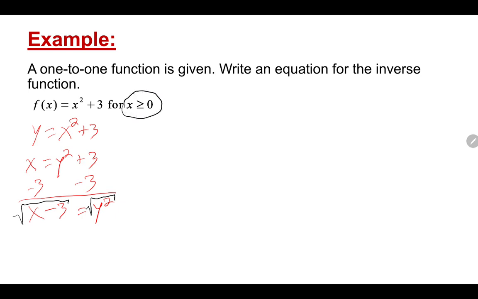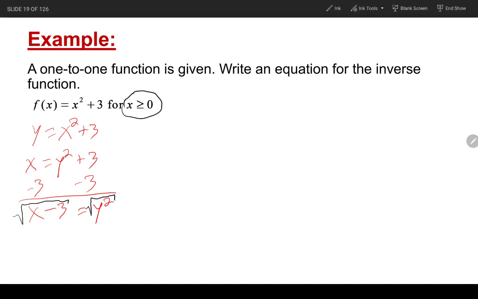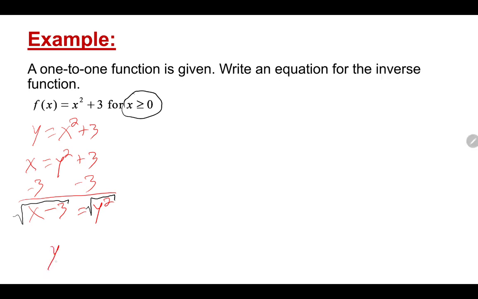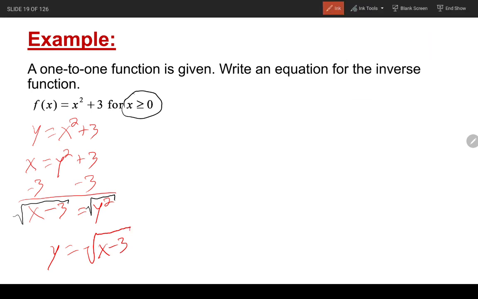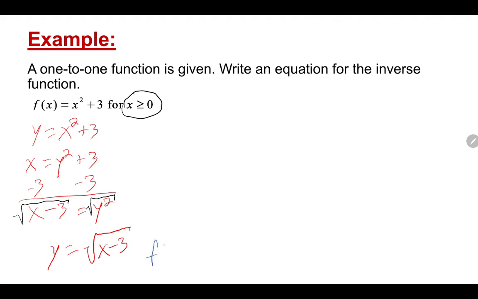We're told that it's only the positive, so this is always positive now. So this gives us that y is equal to the square root of x minus 3, which is really the same as saying f inverse of x is equal to the square root of x minus 3. This is something we could graph.